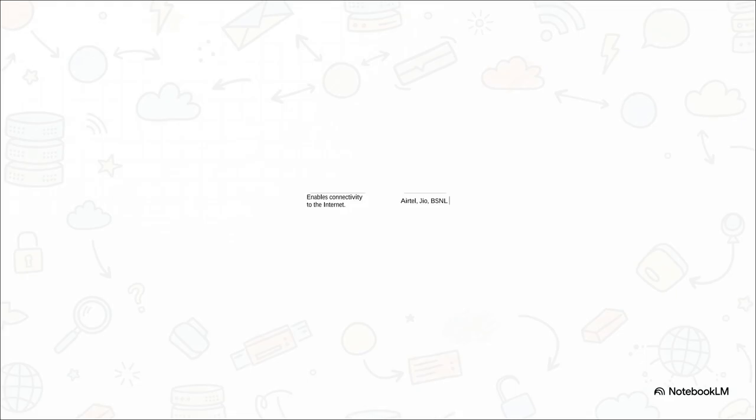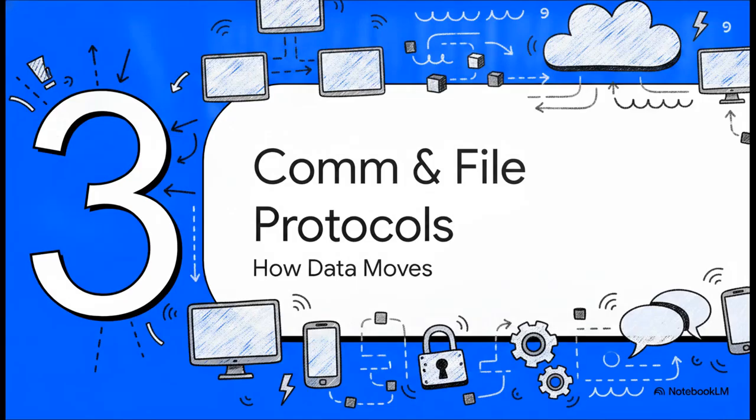They are the bridge. And you've definitely used this bridge before. We're talking about real-world providers like Airtel, Jio, or BSNL. When your lab machine connects today, it is routing straight through one of these guys. Up next, Section 3, Communication and File Protocols. Basically, how data actually moves.